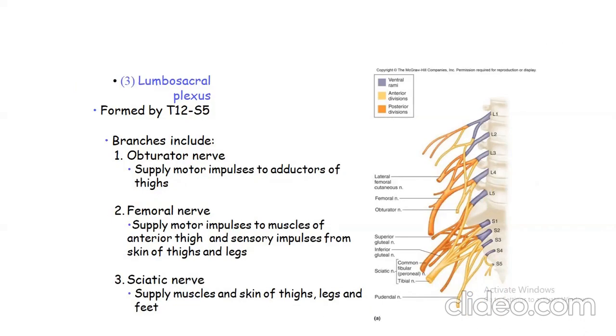Next one is the lumbosacral plexus. They are formed by T12 to S5 and there are again three branches of the lumbosacral plexus. First one is the obturator nerve, which supplies motor impulses to adductors of the thigh. Next one is the femoral nerve. They supply motor impulses to muscles of the anterior thigh and sensory impulses from skin of the thighs and the legs. Next one is the sciatic nerve. They supply the muscles and skin of the thigh, leg and the feet.